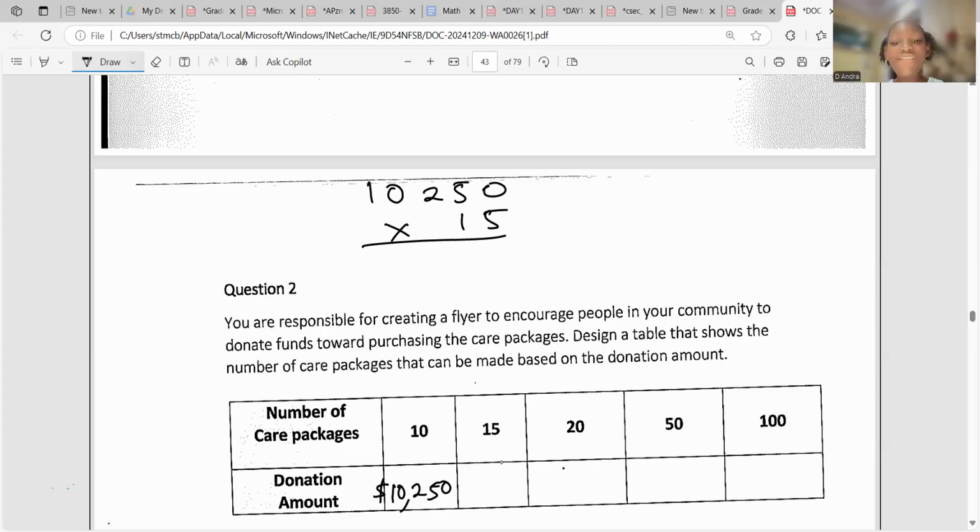So, sir, I did 5 times 0 is 0. 5 times 5 is 25. Carry the 2 and put down the 5. 5 times 2 is 10 plus the 2, which is 12. Carry the 1 and put down the 2. 5 times 0 is 0 plus the 1, 1. 5 times 1 is 5.